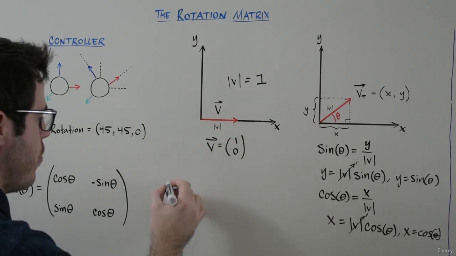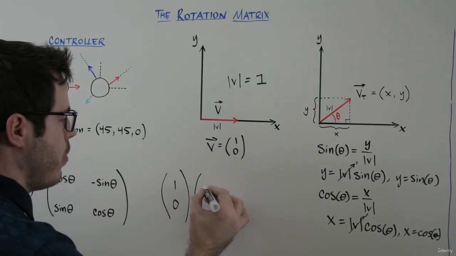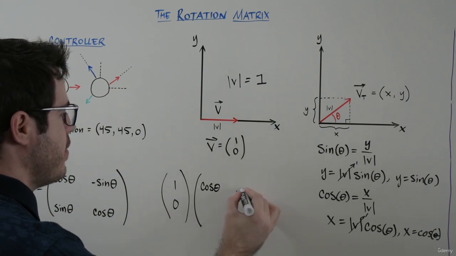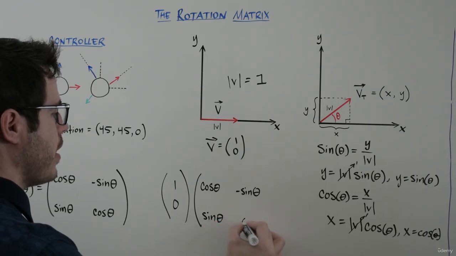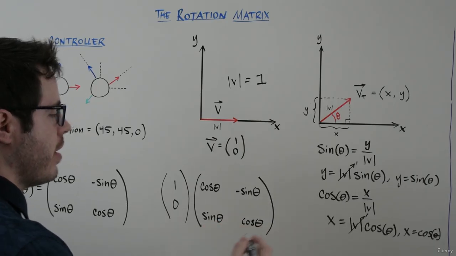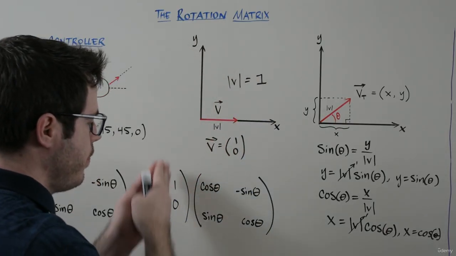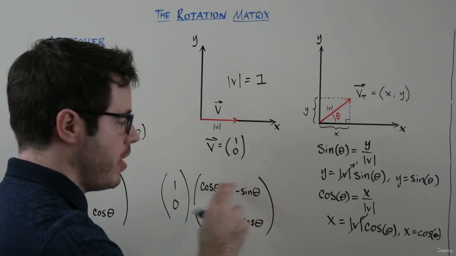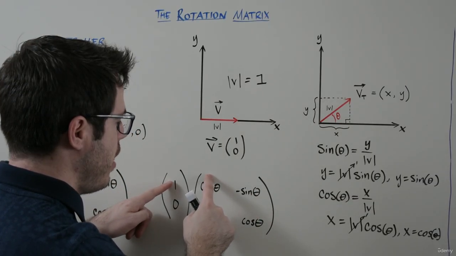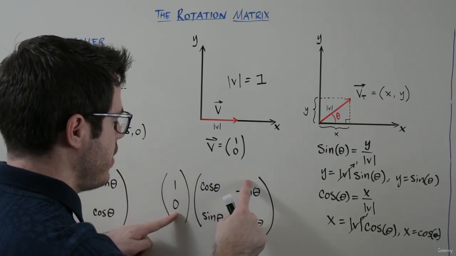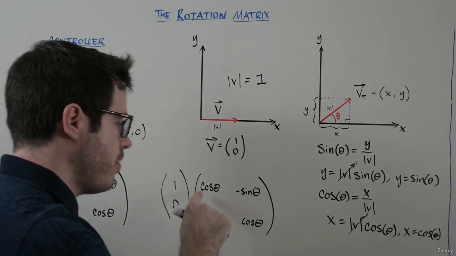So here's how we do it. We take our vector 1, 0, and we multiply by the rotation matrix, which is cosine of theta, negative sine theta, sine theta, cosine theta. Now here's how you multiply a vector by a matrix. You take the vector, and you take the first row of the rotation matrix, and you perform multiplication of the first terms, and you add the multiplication of the second terms. In mathematics, this is known as the dot product of the vector by the first row.